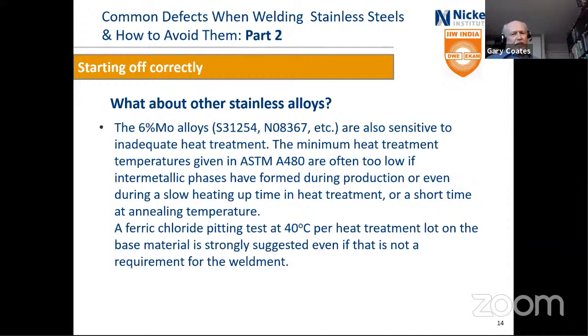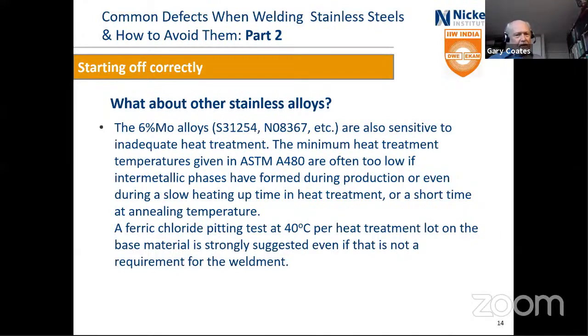So if intermetallic phases have developed during, say, a hot forming process, hot rolling, hot forging, they actually need a higher temperature, maybe 50 degrees higher than that minimum temperature, to actually dissolve the intermetallic phases and return the material to the best shape. And of course, there is no heat treatment time given in any of the specifications that tells you how long the heat treatment should be at temperature.